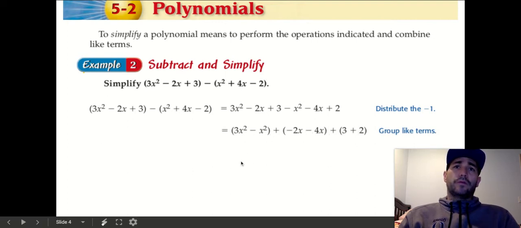So 3x squared minus 1x squared is 2x squared. Minus 2x minus 4x is minus 6x. And positive 3 plus 2 is 5. So this would be the simplified answer.